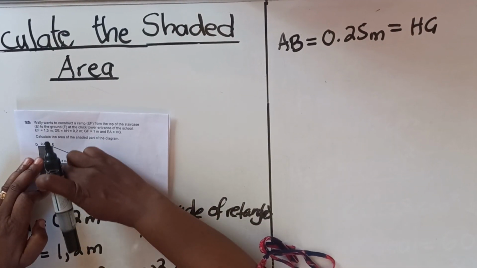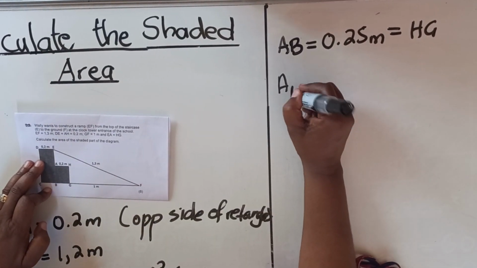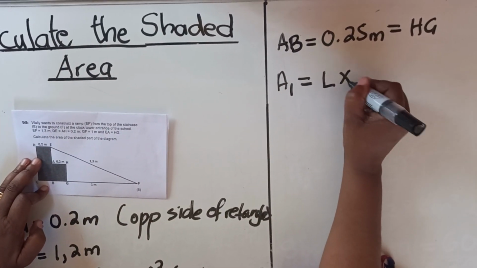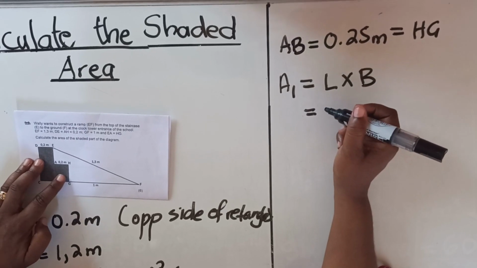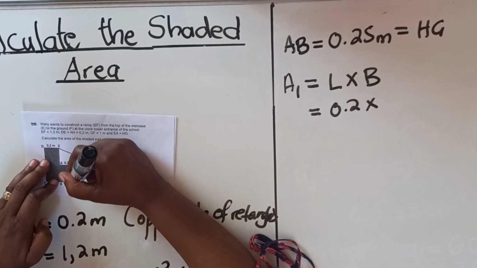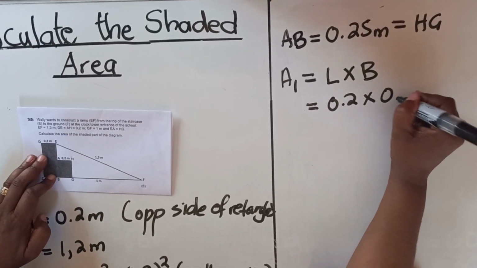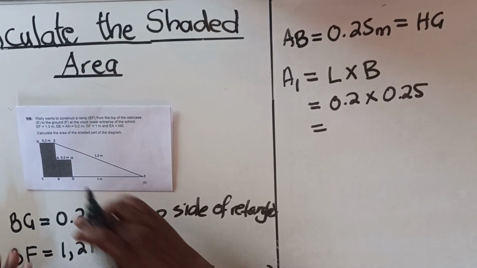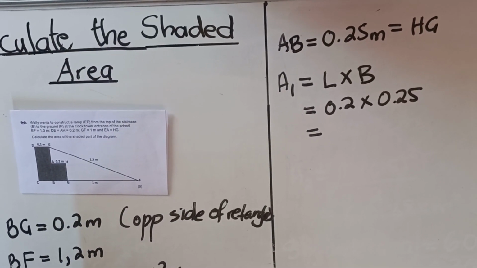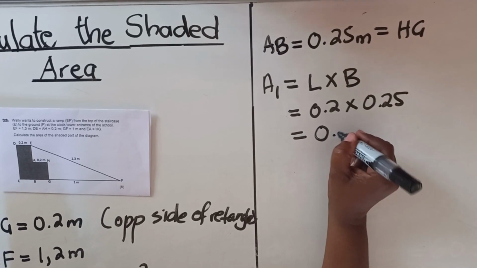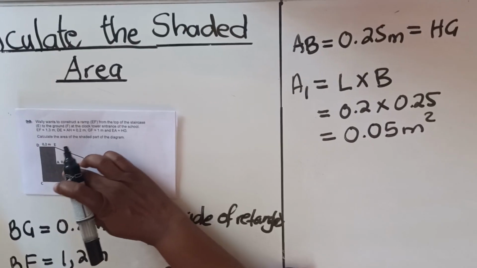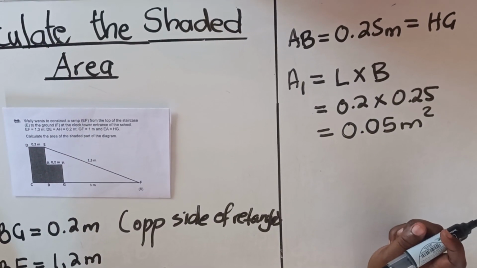So you see, this one we're going to call area 1. Area 1, the smaller one, is a rectangle. So the area is length times breadth. The length is 0.2, and the breadth is this one that you just calculated, 0.25. So this shaded area here is 0.2 times 0.25. We get that it's 0.05 meter square. So this shaded area here is 0.05 meter square.